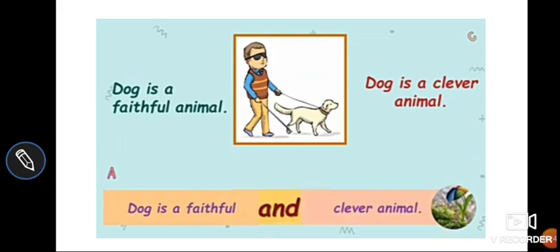Dog is a faithful animal. Dog is a clever animal. Both these sentences can be joined and written as one. Dog is a faithful and clever animal.